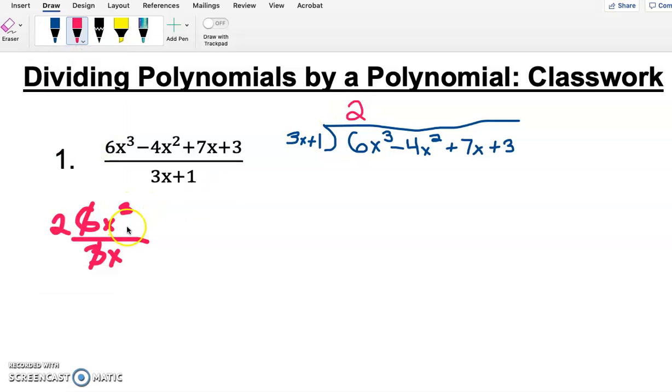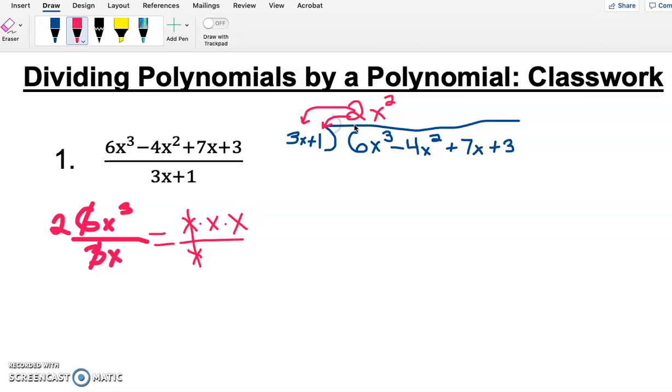X cubed, I could rewrite this as x times x times x over x, right? In which case, one of my x's cancel out, so I'll have x times x, so that's x squared. And then the next step is to remultiply it. All right, so we don't have to divide out the 1 in this case. We're just going to use that when we're distributing this back.